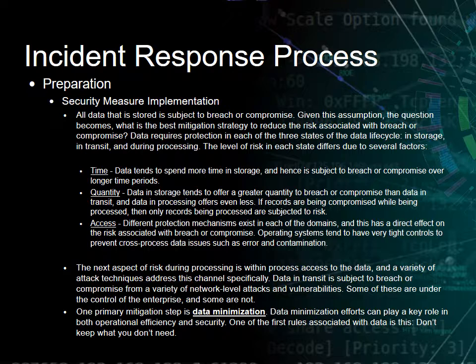Access. Different protection mechanisms exist in each of the domains, and this has a direct effect on the risk associated with breach or compromise. Operating systems tend to have very tight control and prevent cross-process data issues such as error or contamination. The next aspect of risk during processing is within-process access to the data, and a variety of attack techniques address this channel specifically. Data in transit is subject to breach or compromise from a variety of network-level attacks and vulnerabilities. Some of these are under the control of the enterprise and some are not.